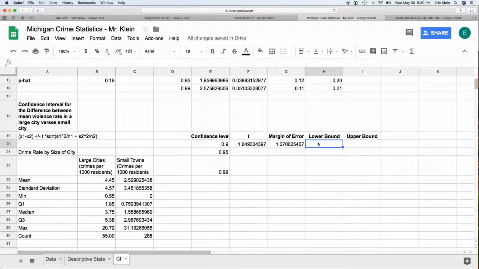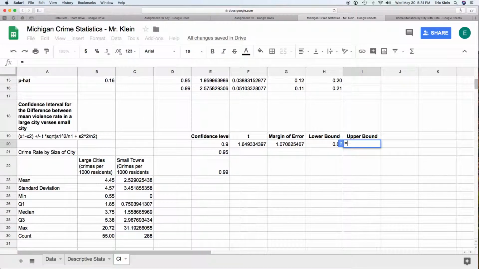Lower bound. Now, let's be careful here. We need to start by putting in our estimate, which is the x bar 1 minus x bar 2. And that would be equal to the mean for larger cities minus the mean for smaller cities. So that right there is just our estimate in parentheses. And if you want the lower bound, you've got to take the estimate, the middle, and subtract the margin of error from it.